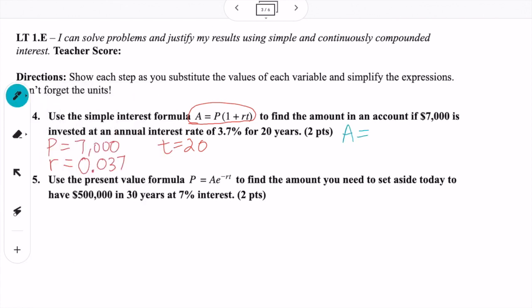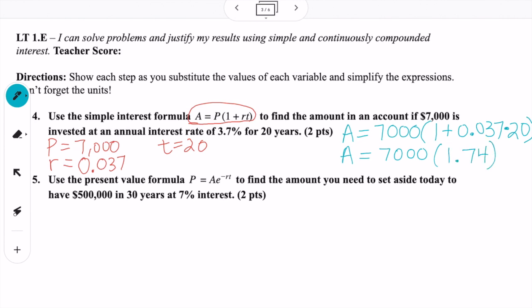Now let's plug in. Future amount, A, equals 7,000, parentheses, 1 plus the R value times T, so times 20. And now we can simplify. Everything in the parentheses needs to happen first, starting with the multiplication. So 0.037 times 20 plus 1. We'll simplify this to 7,000 times 1.74.